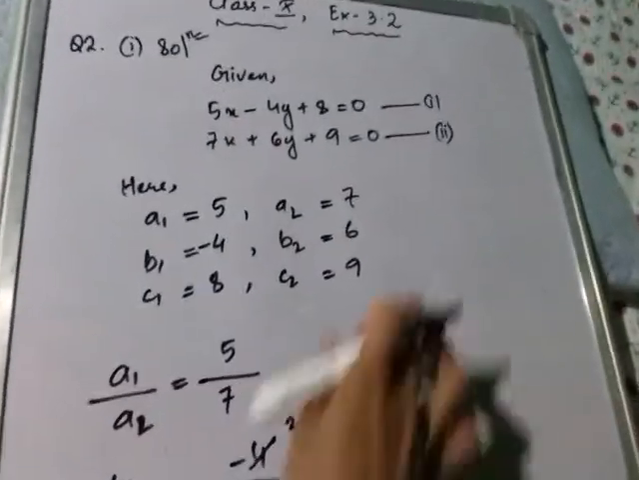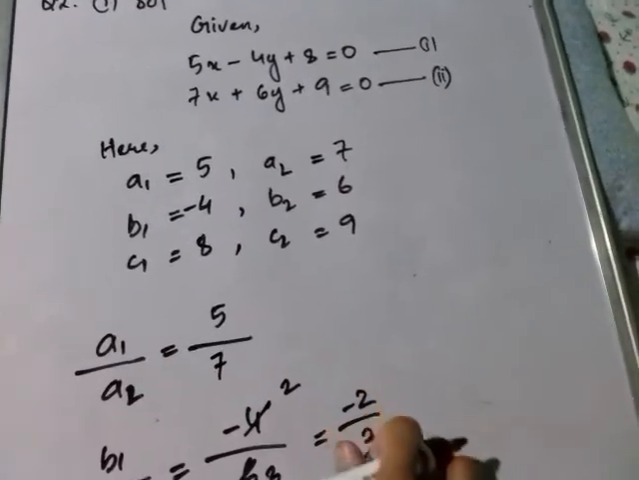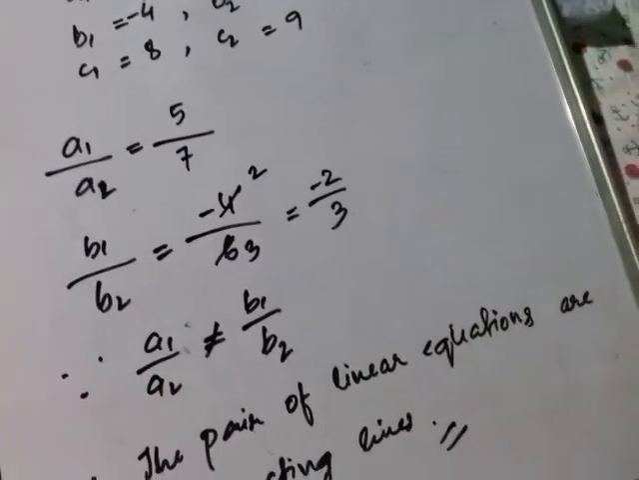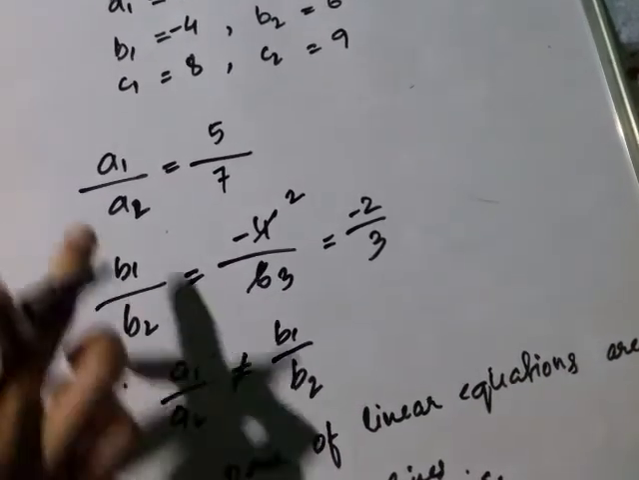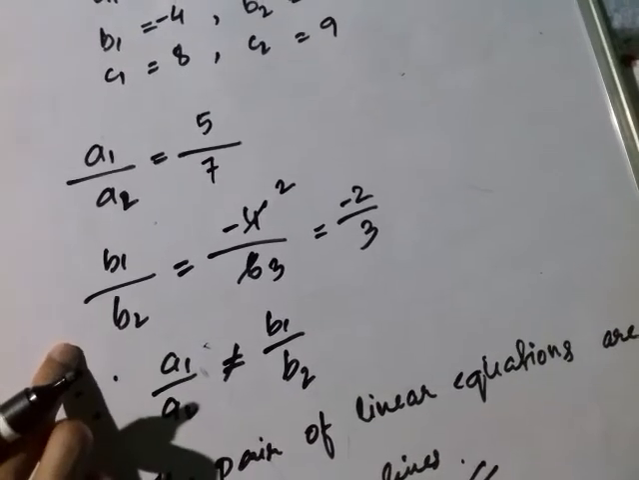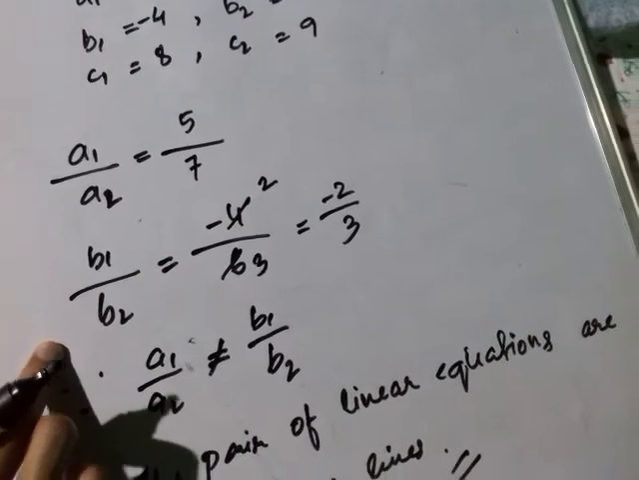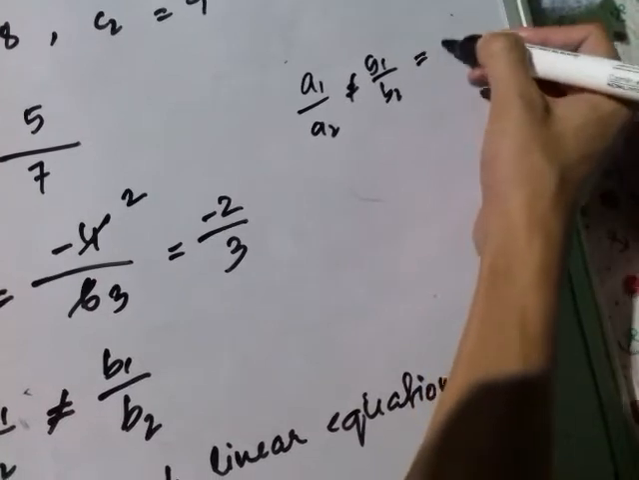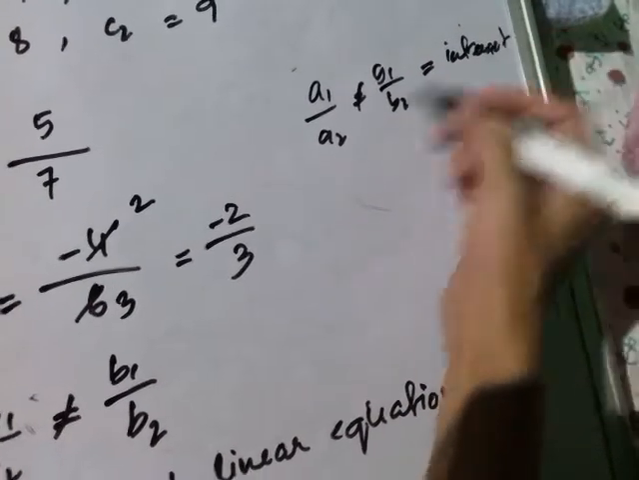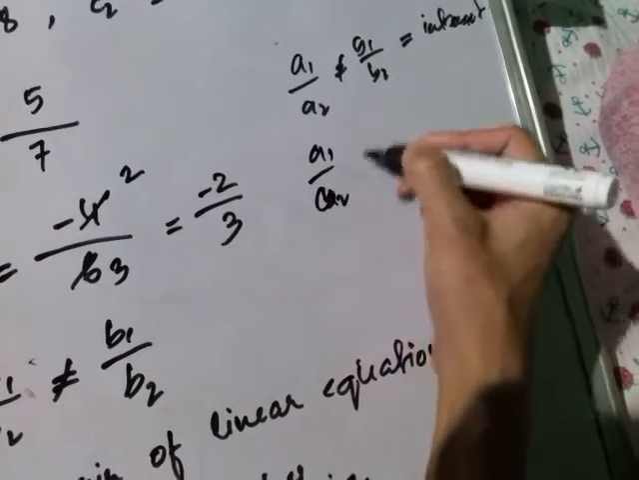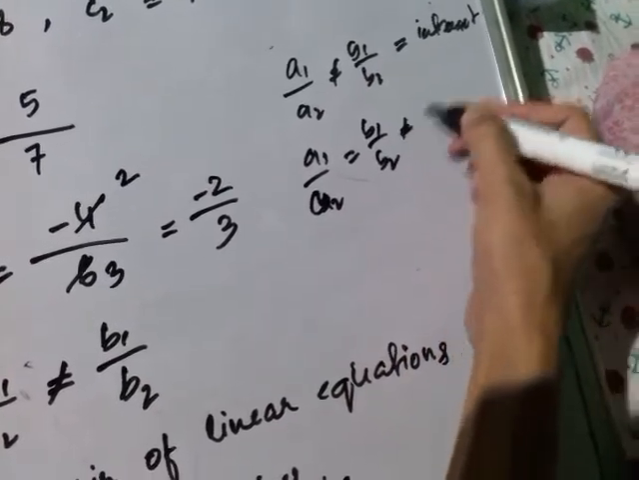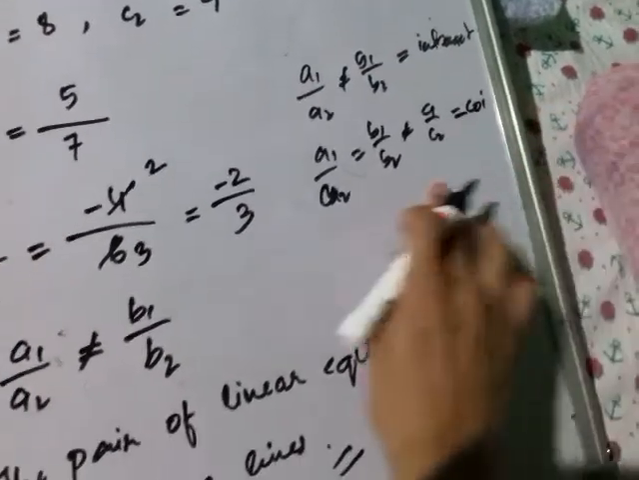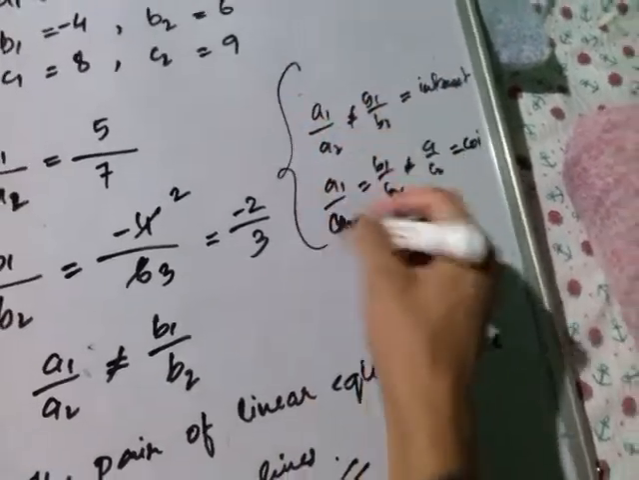Write it properly and in good form. If you take c1 by c2 also, it won't be equal, so you will stop up to here. What were the three formulas of graphical representation? A1 by A2 not equal to B1 by B2 means intersecting lines. A1 by A2 equals B1 by B2 not equal to C1 by C2 means parallel lines. And A1 by A2 equals B1 by B2 equals C1 by C2 means coincident lines. There are three formulas, and you need to learn them by heart.